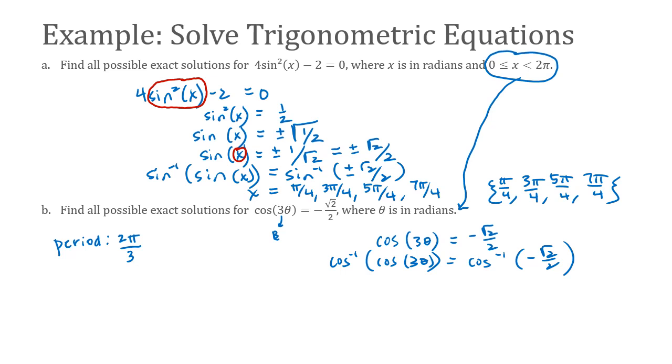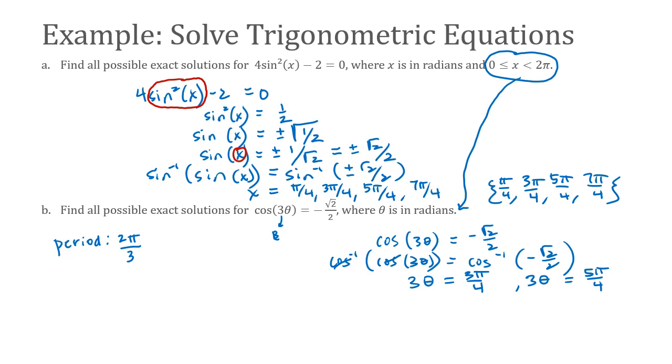All right, so cosine inverse and the cosine undo each other, and I'm left with 3 theta is equal to, all right, what angle measure produces a cosine of negative square root of 2 over 2? Well, I think that happens at 3 pi over 4, but it also happens at 5 pi over 4, doesn't it?